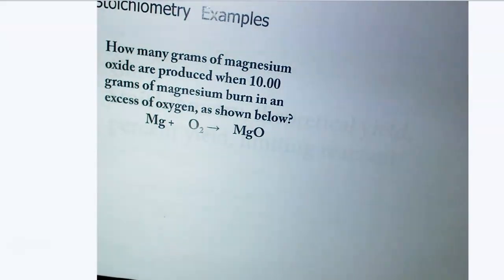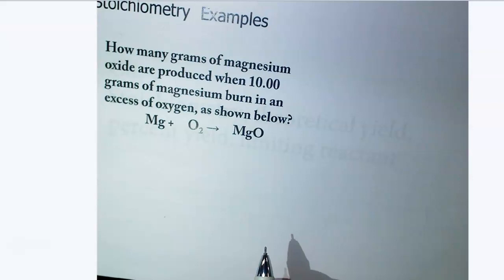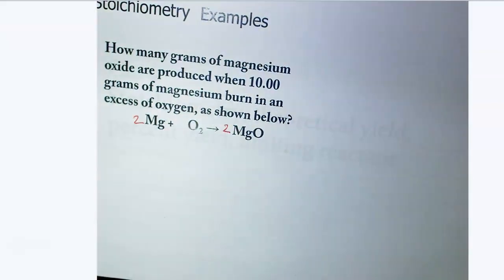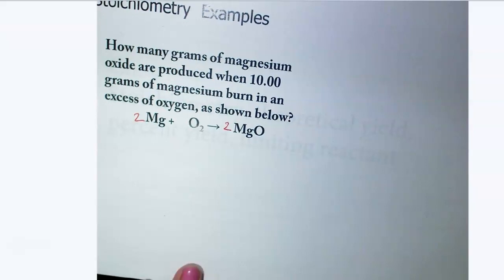It's like there's a glare. Okay, so first step is to balance. You guys just did this in the lab. So we're going to put a 2 here and a 2 here. And I think that should do the trick.